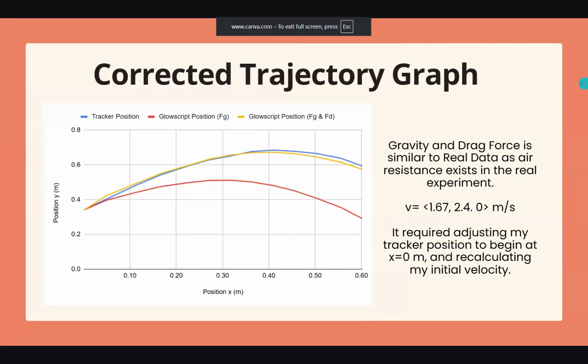Here is the corrected trajectory graph. As you can see in this situation, the tracker position and the GlowScript position with both gravity and the drag force included closely align with one another. This means that the experiment went successfully. The velocity we used in this situation is 1.67, 2.4, and 0 meters per second. It required adjusting our tracker position to begin at x equals 0 meters and recalculating my initial velocity.